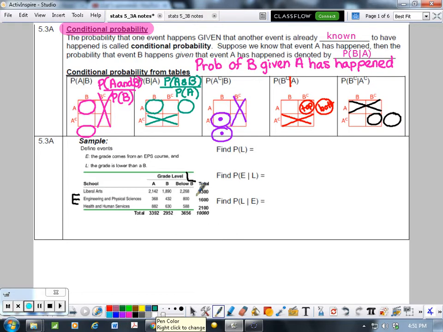So I'd want to look at my total L's, grade lower than a B. So this would be, it looks like 3656 over 10,000. So that's going to give me a value of 0.3656. And we can always turn it into a percent, but this is totally valid as a probability, 36.56%.